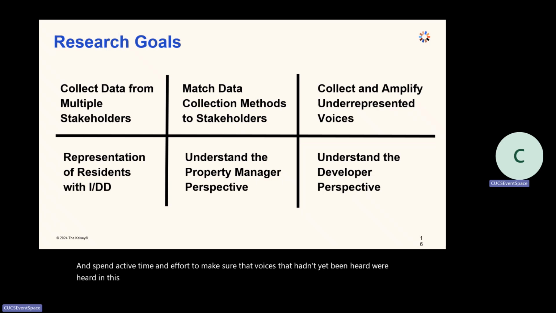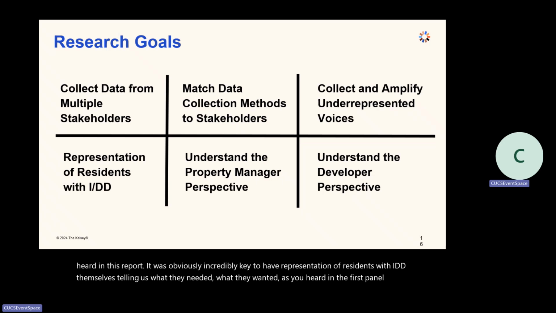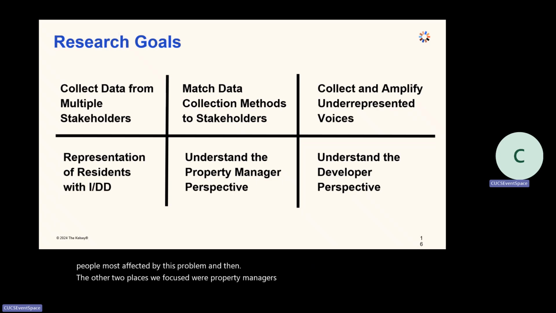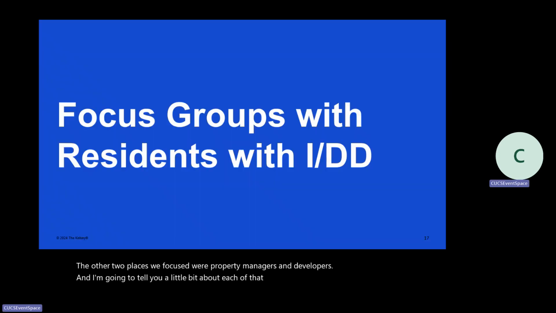It was obviously incredibly key to have representation of residents with IDD themselves telling us what they needed, what they wanted, as you heard in the first panel here, and a lot of the work people in this room do. That is key to all of our work, is hearing from the people most affected by this problem. And then the other 2 places we focused were property managers and developers. And I'm going to tell you a little bit about each of that research.